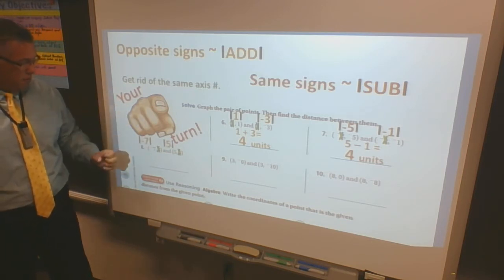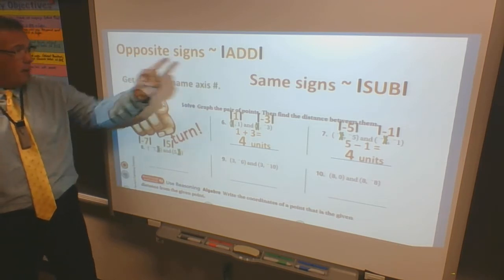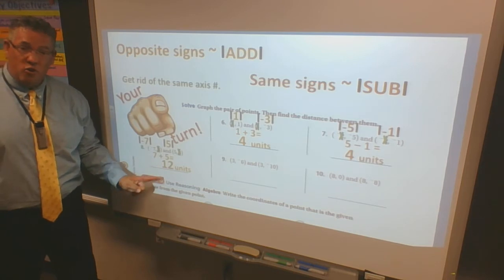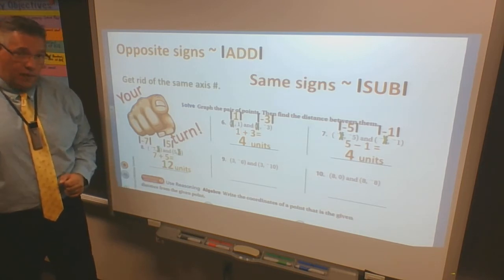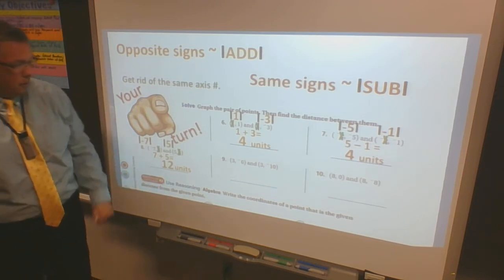So I find their absolute values. Absolute value of -7, absolute value of 5. I'm going to add them together since I have a negative and a positive. 7 plus 5, you should have gotten 12 units. If you didn't write units, you missed a point. So make sure you write down units in your examples here.